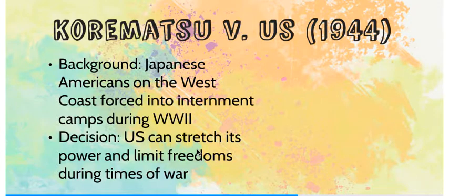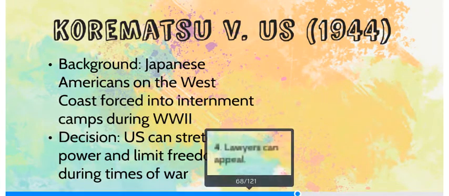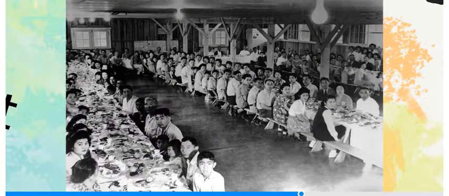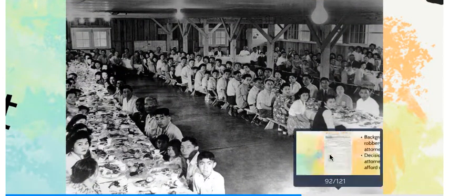So the decision here is that the U.S. can stretch its power and limit freedoms, even the freedom to live where you want, during times of war. Now, since that time, that decision has been, I don't want to say reversed, but it's been apologized for because it was not necessarily the most righteous thing to do. So this is a picture of a mess hall at an internment camp. They don't look particularly happy to be there, except for maybe this lady in the front.